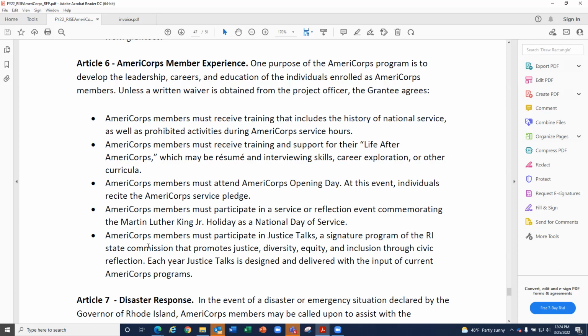We also have an annual activity called Justice Talks, which is a series of civic reflection training sessions that we will announce the dates for as soon as possible in the early fall, but they will take place between January and March, where we mix Americorps members up, generally speaking, from different programs, and they come together to reflect on conversations about justice, equity, and inclusion as it relates to their common service experience.